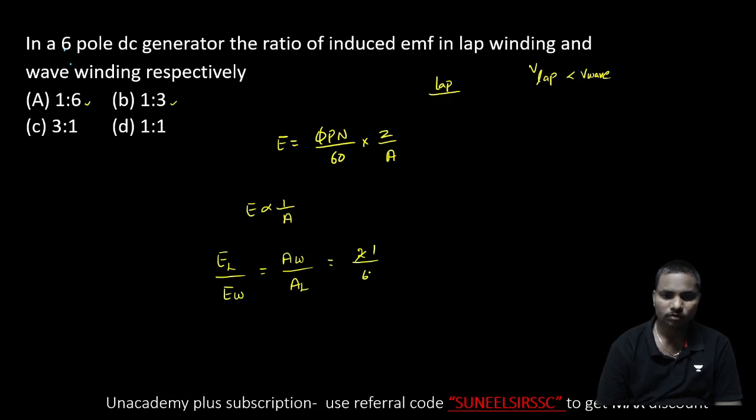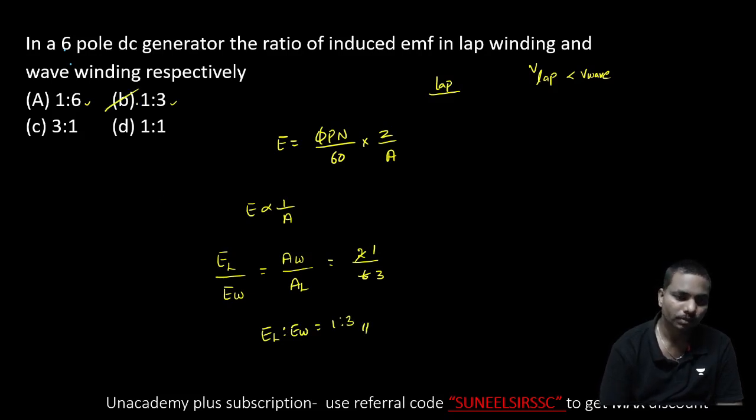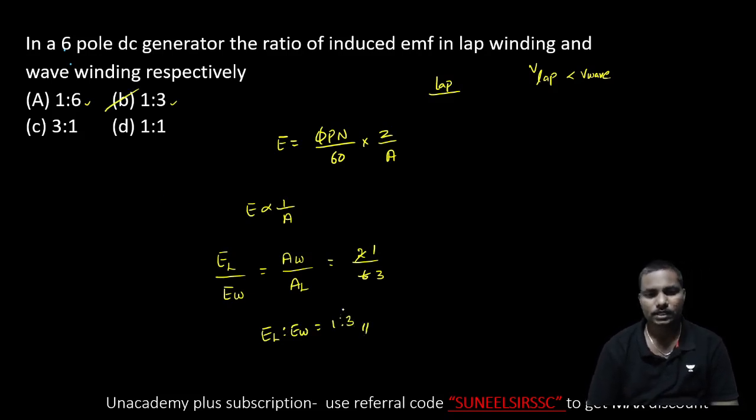Okay, so that is 1 by 3. So that means the ratio EL is to EW is equal to 1 is to 3. So the answer is option B.